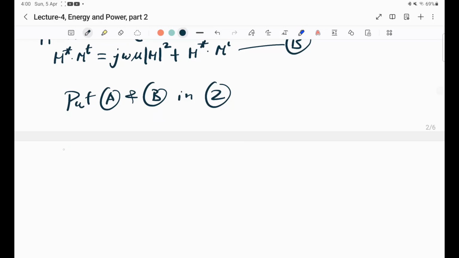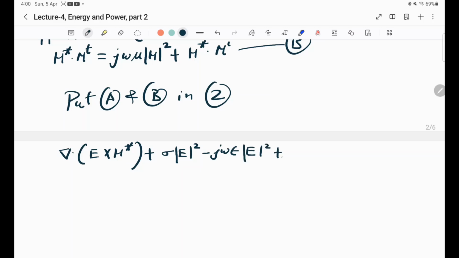So we have del dot E cross H conjugate plus sigma mod of E square minus j omega epsilon mod of E square plus j omega mu mod of H square plus E dot Ji conjugate plus H star dot Mi is equal to 0.